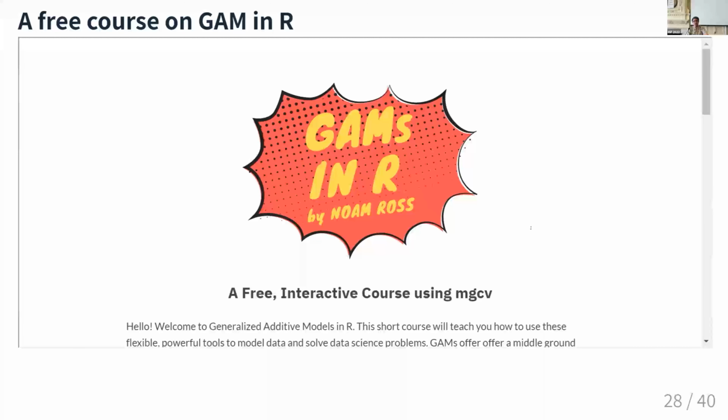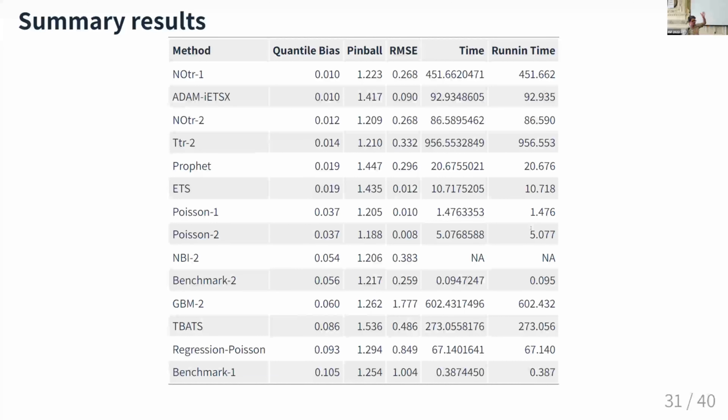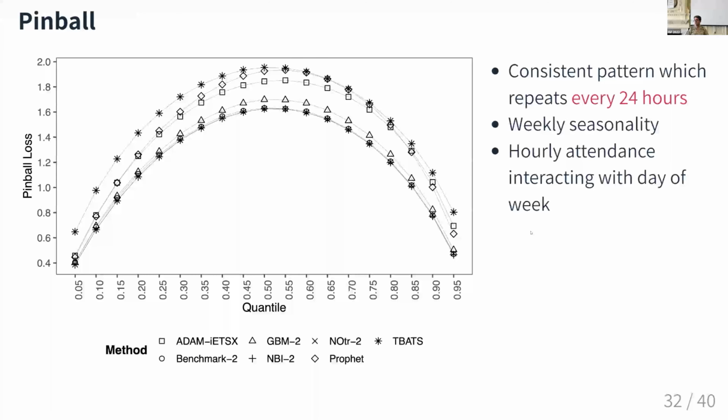So, some findings. As you can see, we have a list of many models because some of these models are variations of the models that Jetro developed. You change the distribution or you include some more predictors in one model and not others. And then we evaluated this based on quantile bias, pinball, and RMSE, but we also captured the time. That should be just one column, running time.